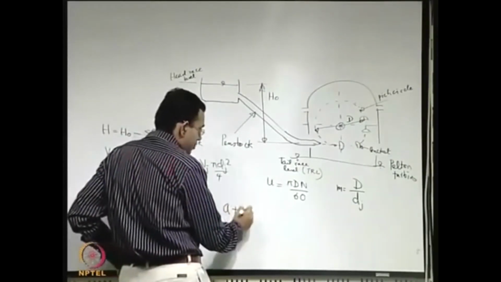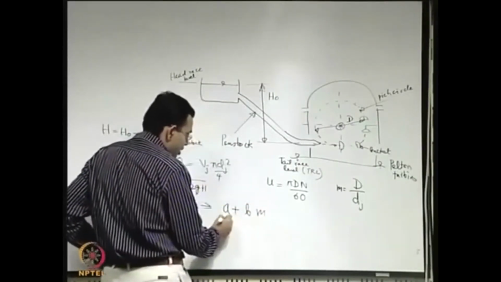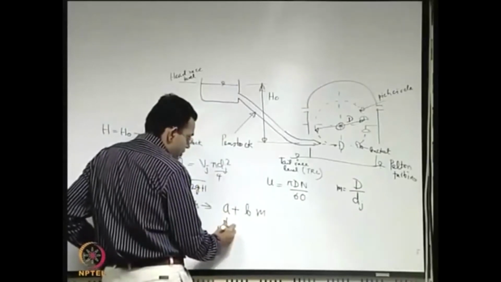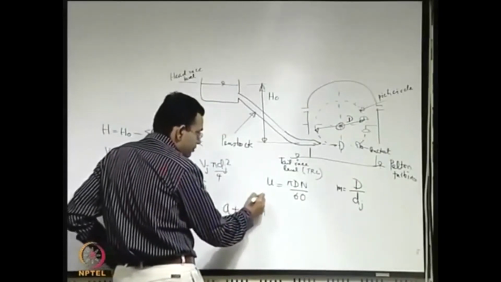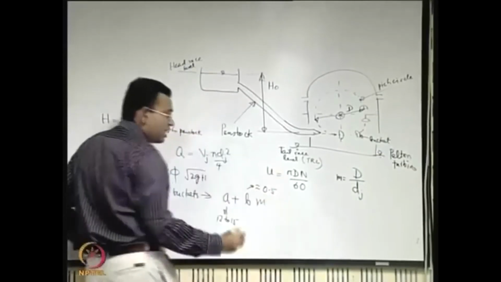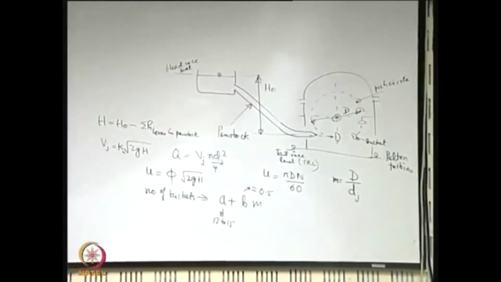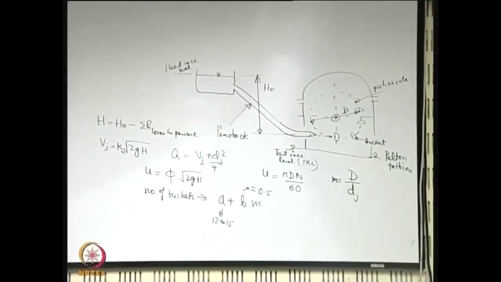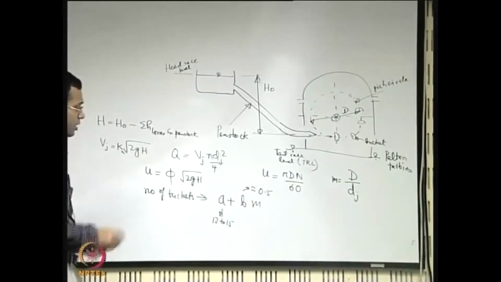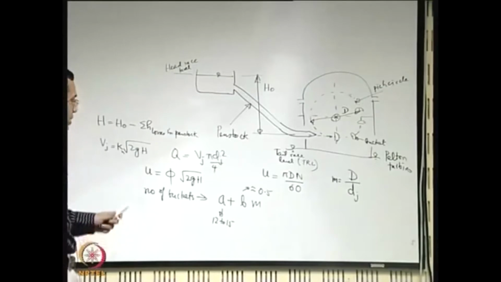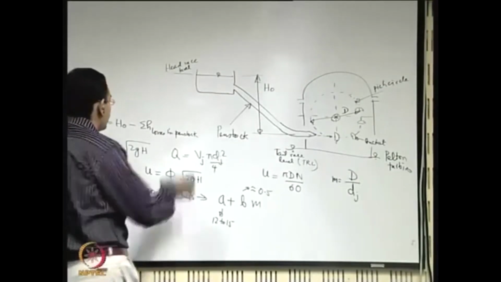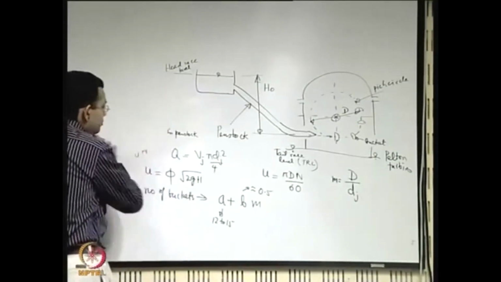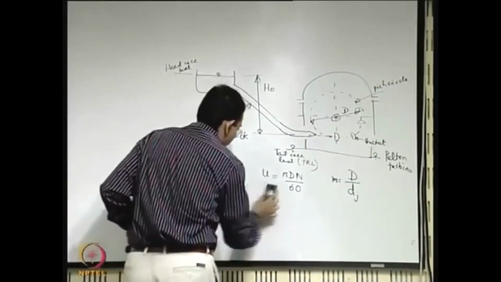So, typically the number of buckets will be of the form of say A plus B times D by d. A may be like something between say 12 to 15, and B is roughly like 0.5. These are rough figures and these come from some design considerations. We do not have enough scope to discuss all these design considerations.